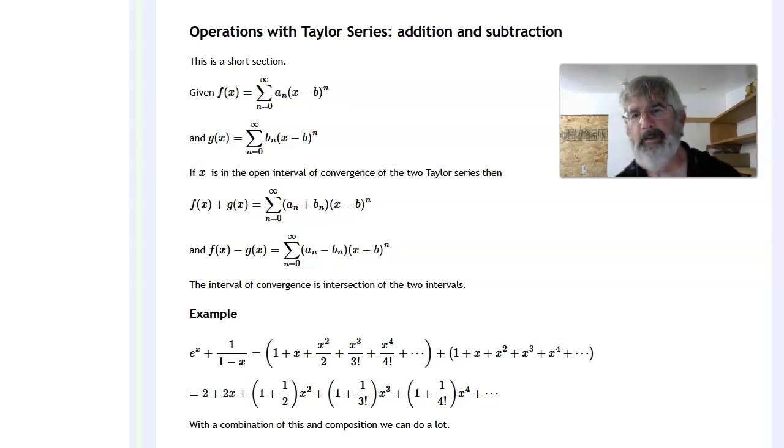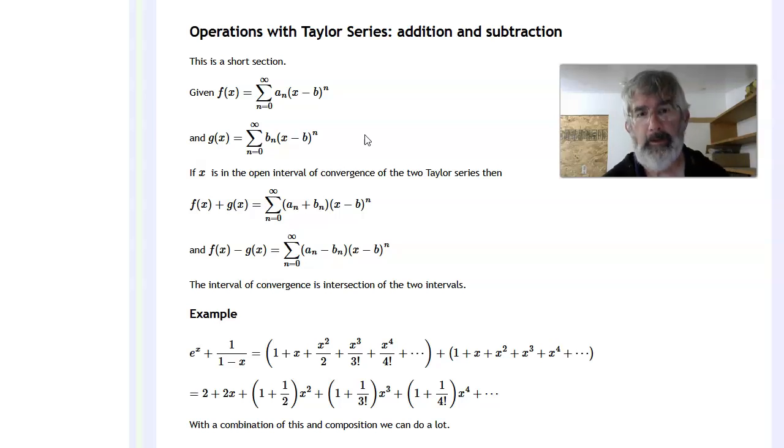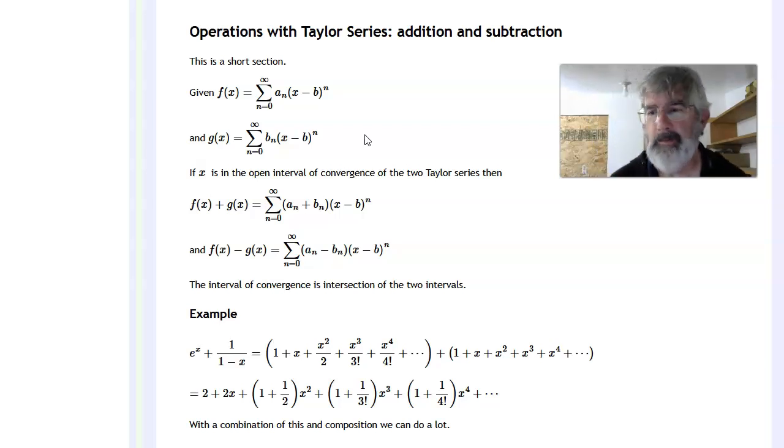All right, in this video, I want to take a look at adding and subtracting of Taylor series. If you've got two Taylor series for two different functions, but centered at the same place, here's f centered at b, and here's g centered at b. The question is, can I say anything about the Taylor series of the summation of the two functions, or the difference of the two functions? And then what's the interval of convergence?